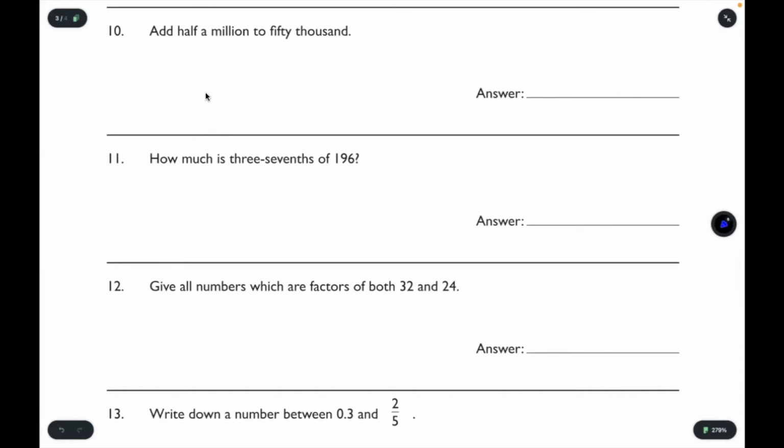Question 10, add 500,000 to 50,000. Well, we had a question not long ago in which we were discussing that a million is 1,000 thousands. Instead of 1,000 thousands, let's think what's half of 1,000? Well, half of 1,000 is 500. So half of a million is 500,000. Because if we doubled that, then you'd get 1,000,000, which is a million. We need to add that to 50,000. And then you can clearly see the answer would be 550,000.